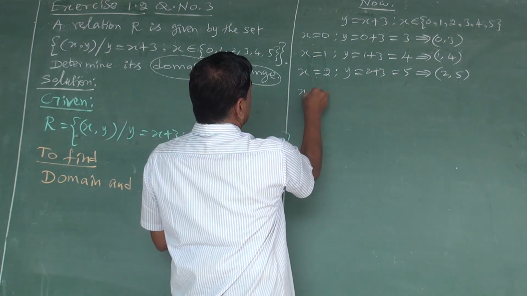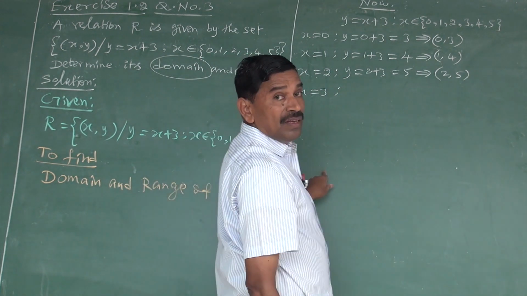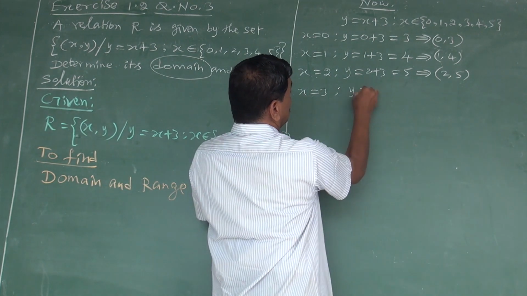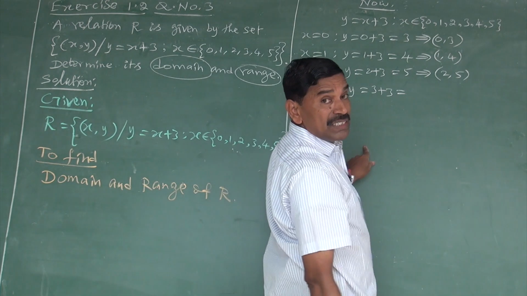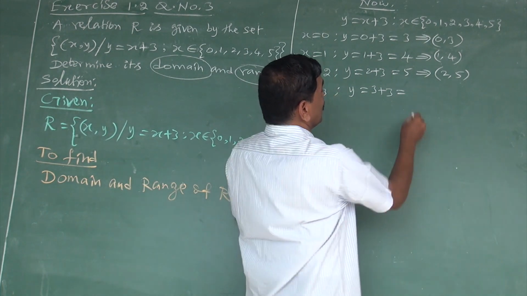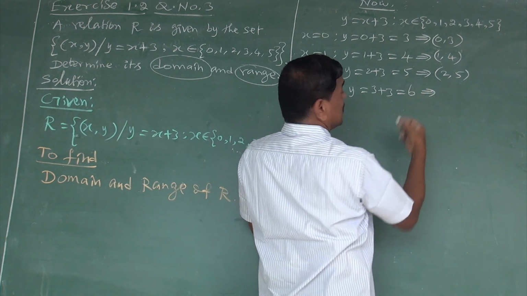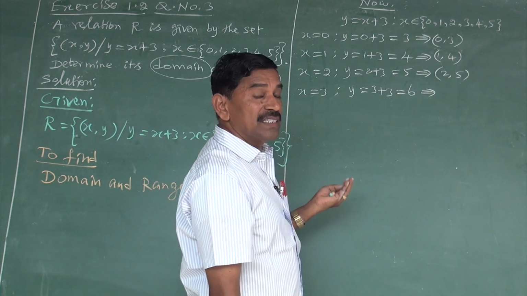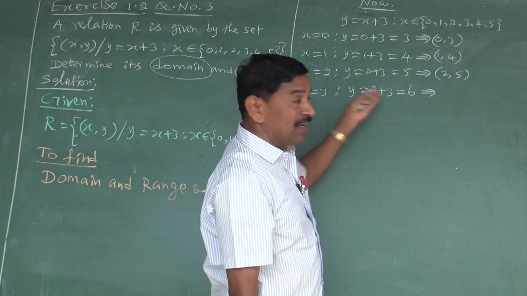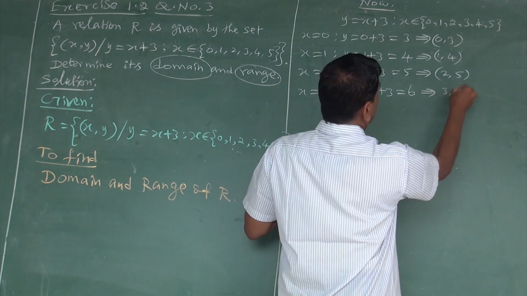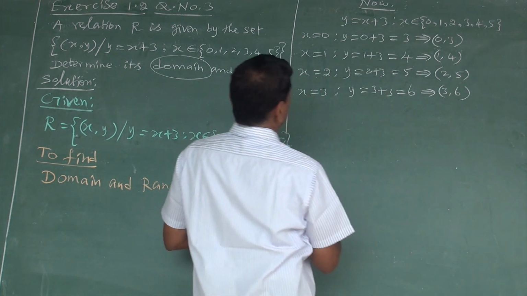Next. When x equal to 3, y is equal to 3 plus 3, which is equal to 6. Which implies the ordered pair is 3 comma 6. Why? Because when x equal to 3, y equal to 6. Okay, next.